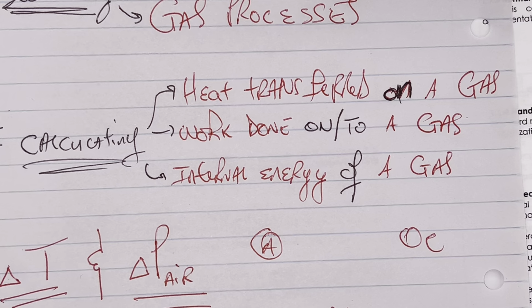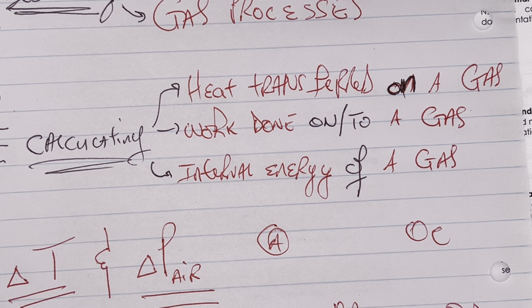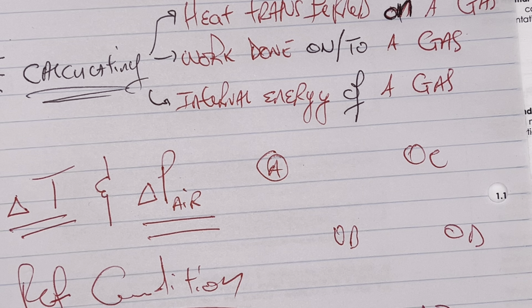Okay, right, that should be better. It involves calculating the heat transferred on a gas as well as the work done on or to a gas. On or to, we've referred to this as qualifiers, okay? I'm not really sure what that word means, but it sounds right. Work done on or to a gas, simply meaning it's 2 different things, as well as calculating the internal energy of a gas.